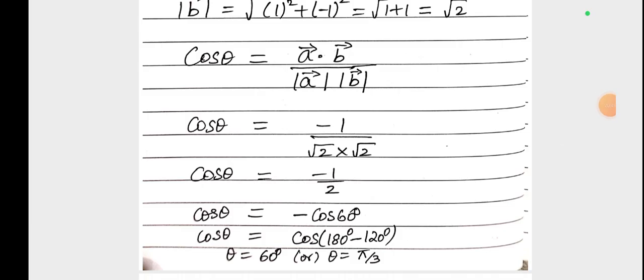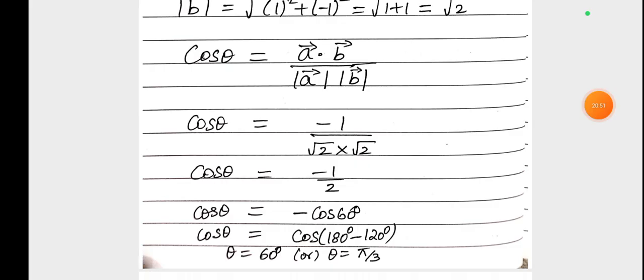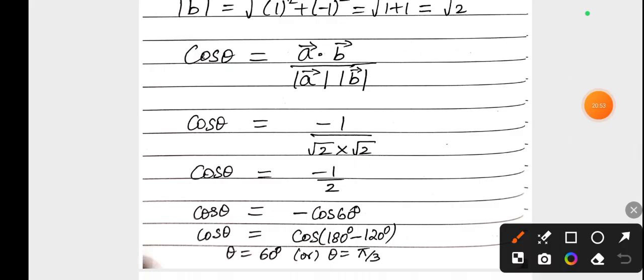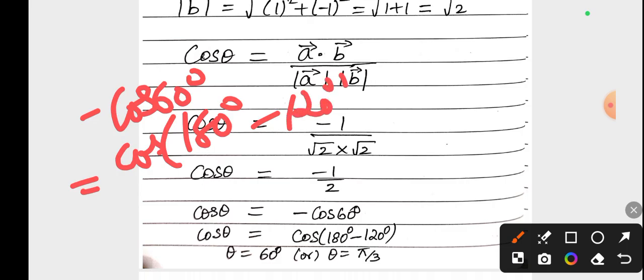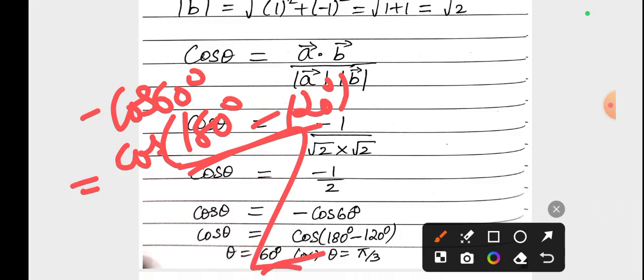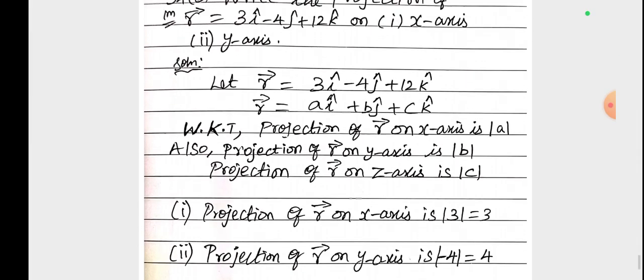So we can write minus cos 60 degree as cos of, because cos 180 minus theta, second quadrant, you remember children, cos 180 minus 120 degree. So second quadrant, so minus cos 60 degree. So cos removed, so you're getting the angle as 60 degree. So 60 degree we can write, or pi by 3 we can write.